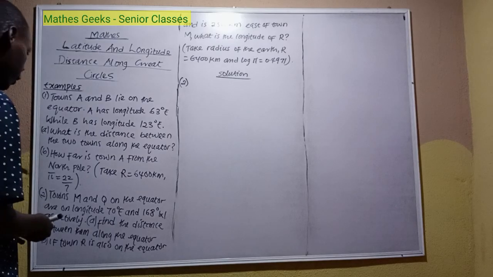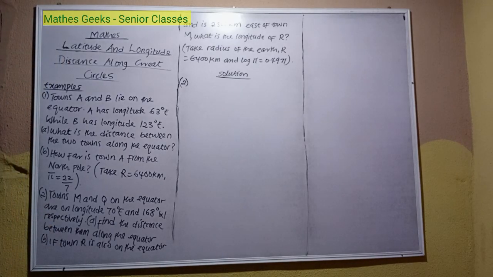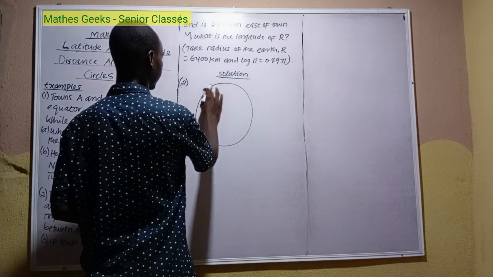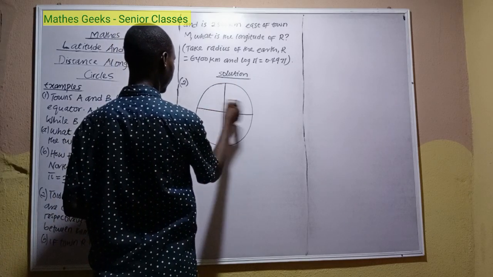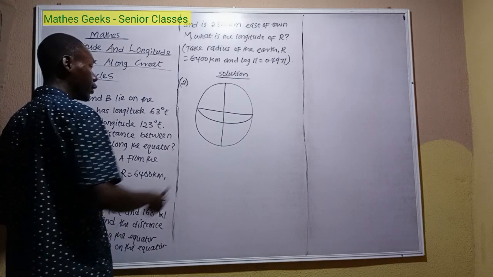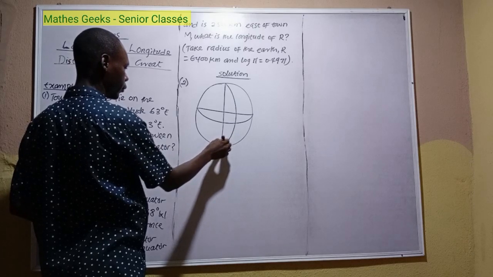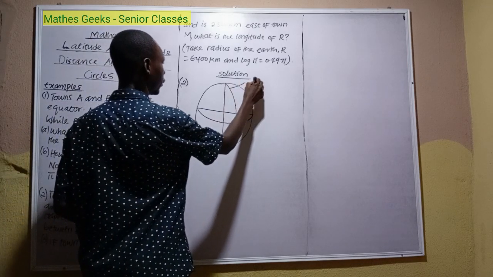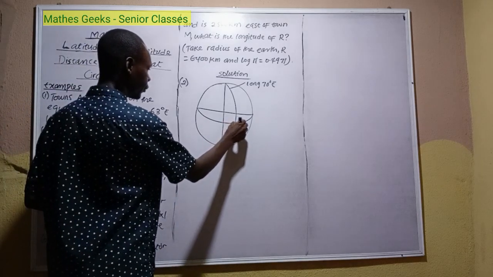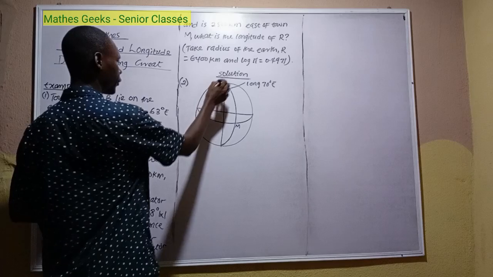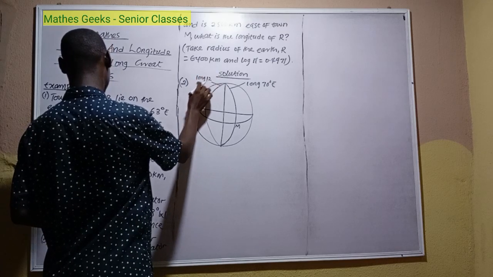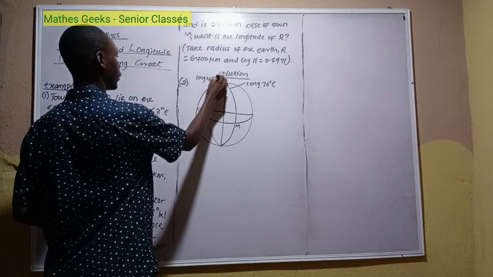Number 2. Towns M and Q on the equator are on longitude 70 degrees east and 168 degrees west respectively. So towns M and Q on the equator are on longitude 70 degrees east. So this is point M, and then Q is 168 degrees west. Q is 168 degrees west longitude.